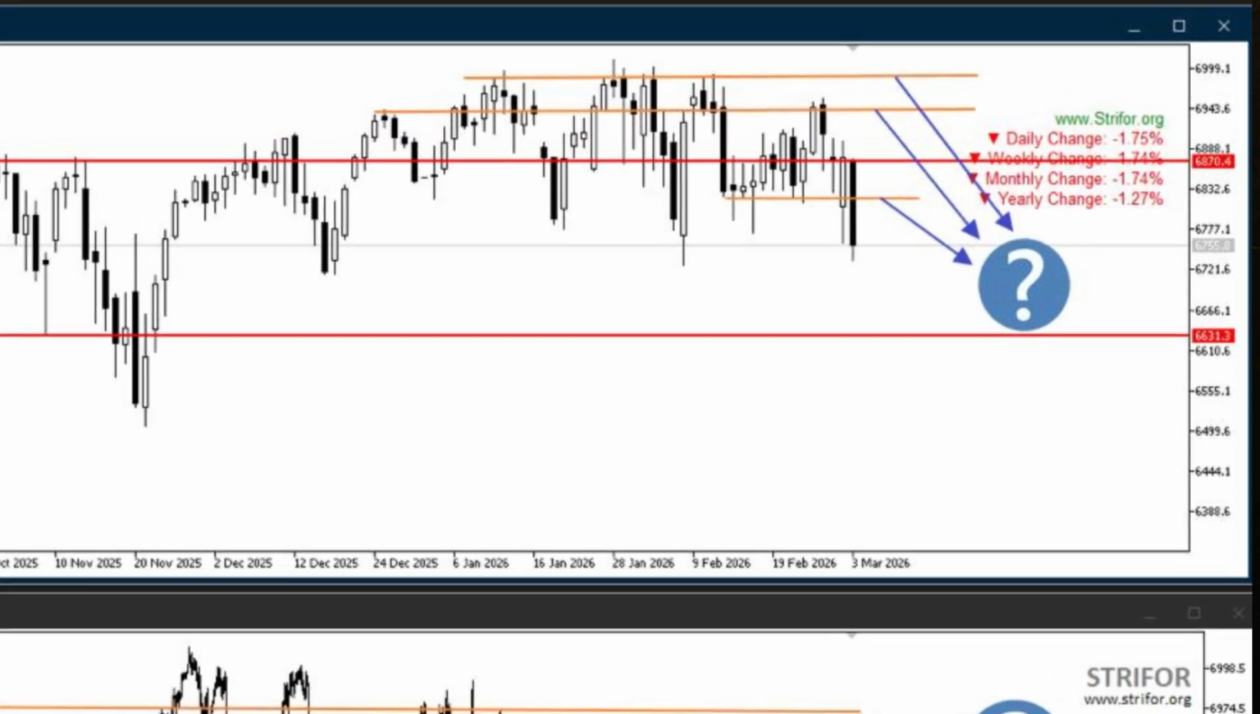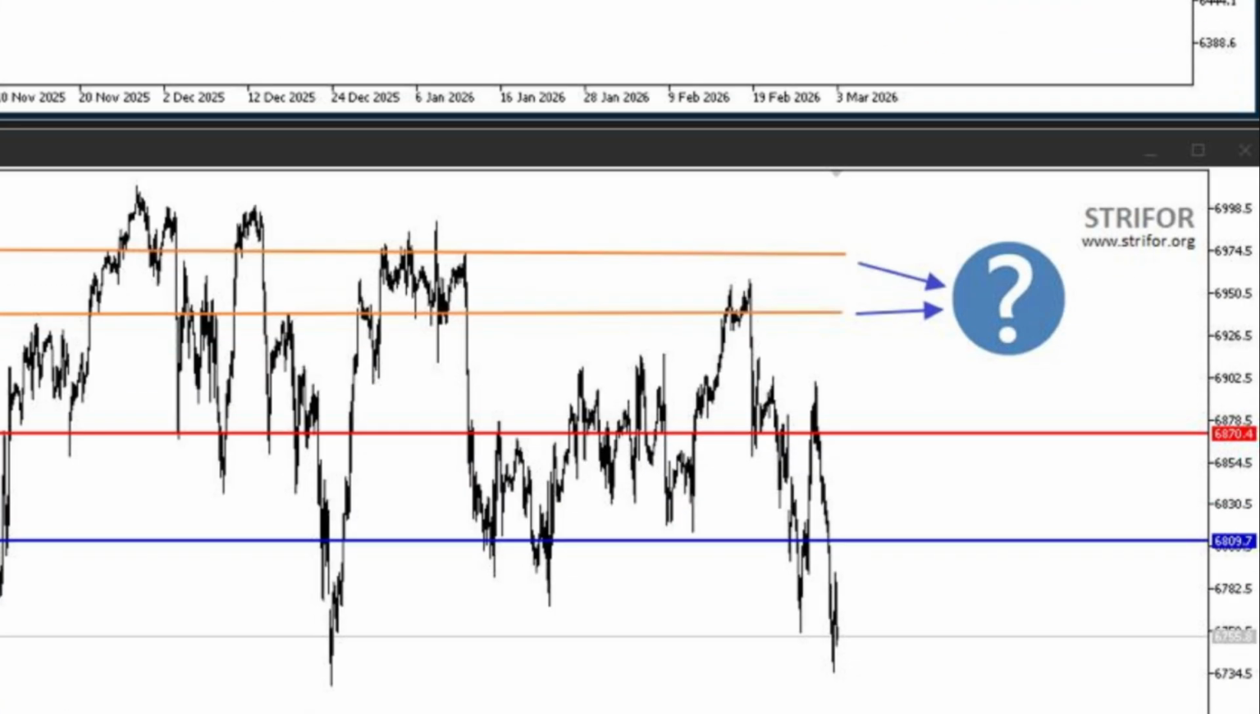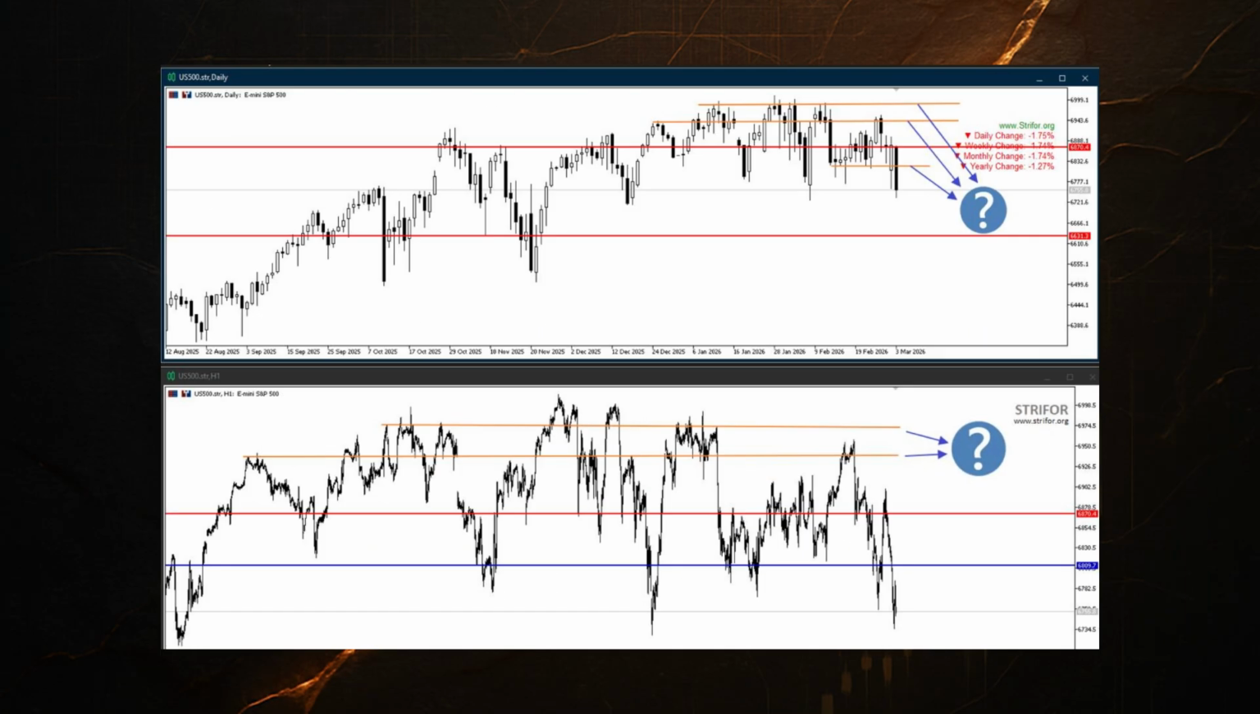Each approach to a level triggers emotion, doubt, impulse. Tilt begins. The problem isn't the lines, the problem is a lack of understanding of the reason for the reaction.